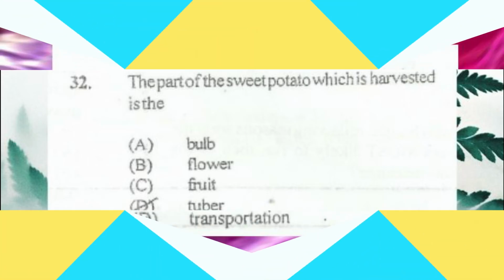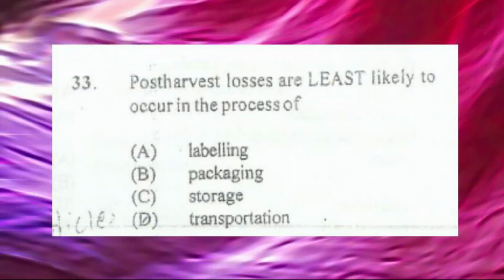Question 33. Post-harvest losses are least likely to occur in the process of A. Labeling, B. Packaging, C. Storage, D. Transportation. The answer is C. Storage. Post-harvest is the special care given to produce after they have been harvested in order to prevent damage of the produce.